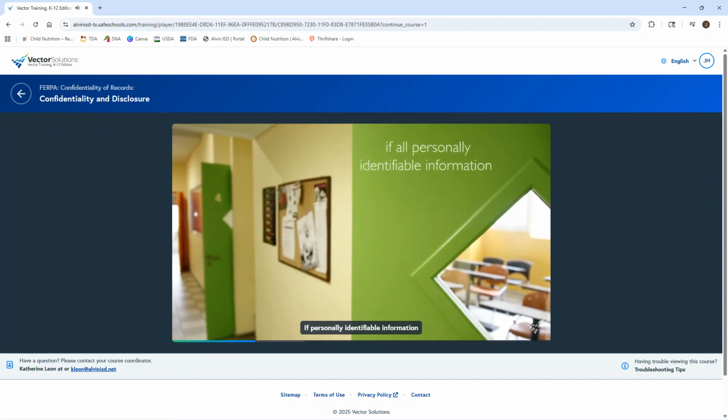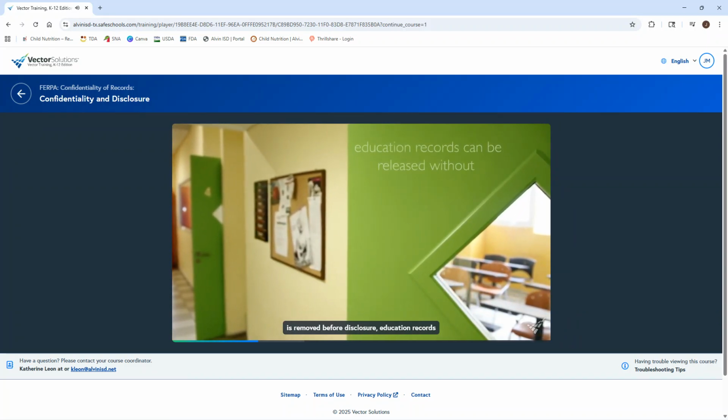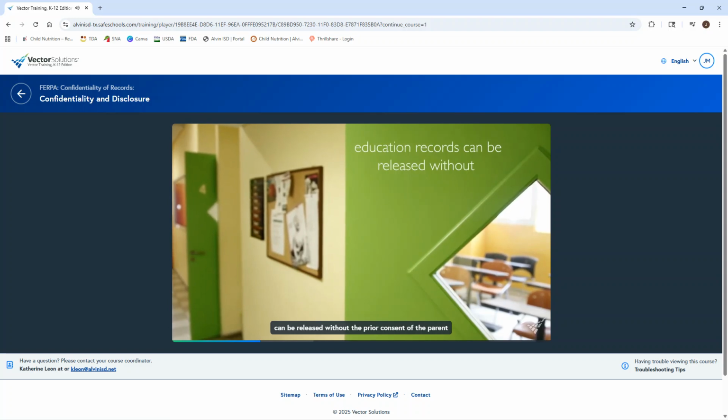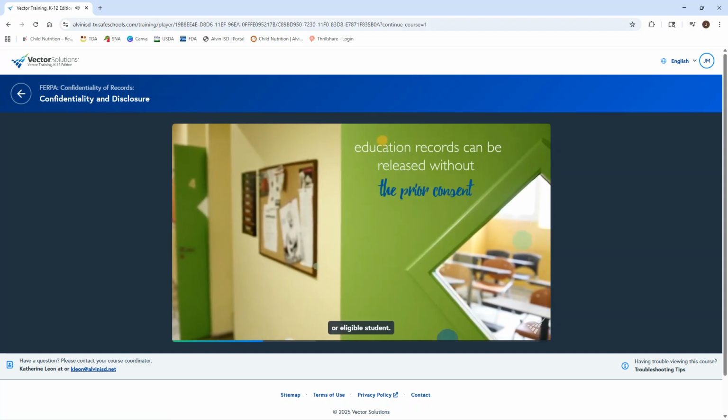If personally identifiable information is removed before disclosure, education records can be released without the prior consent of the parent or eligible student.